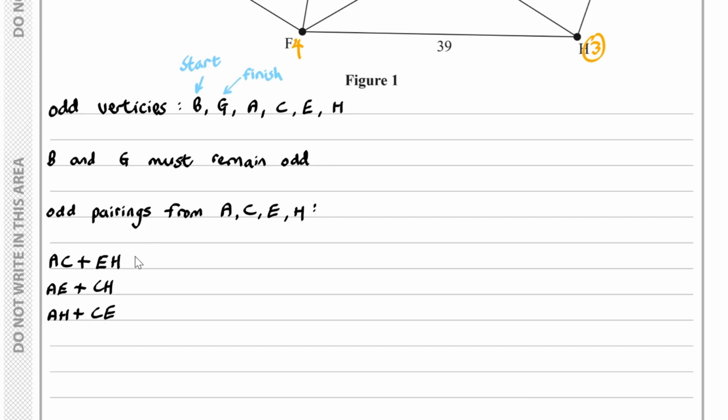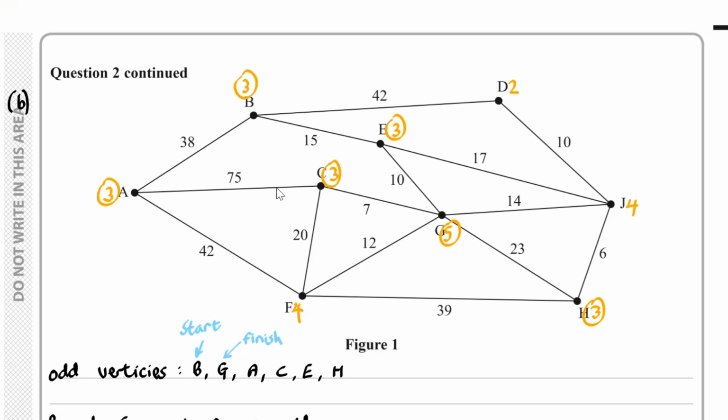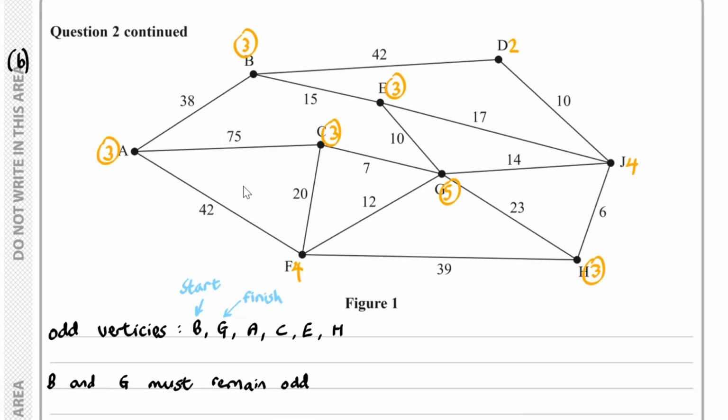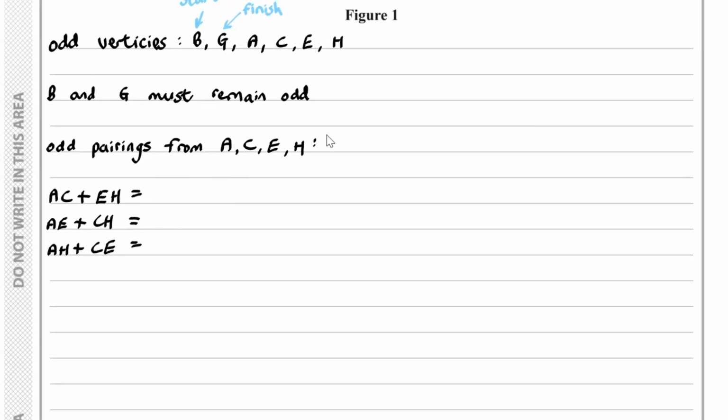Now, with these, if you think about AC, we want to start at A and finish at C. The way we can go to C via the shortest way, we can't go from A to C directly because that has a length of 75. Whereas if we start at A, go to F, then go to G, then go to C from that, we have 42 plus 12 plus 7, which is smaller than the 75. So AC, we can readjust that to give us A, F, G, C.